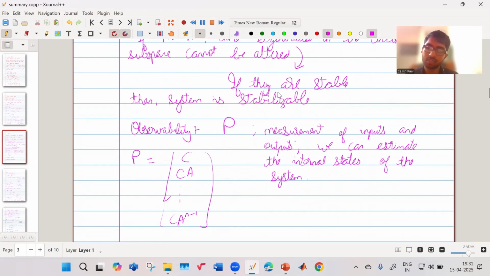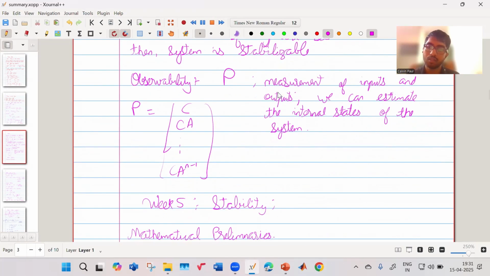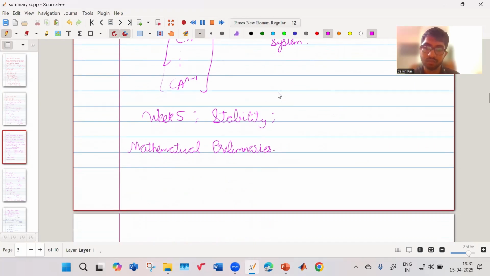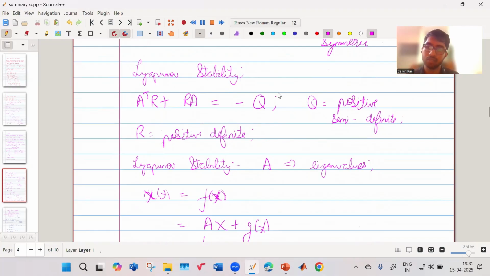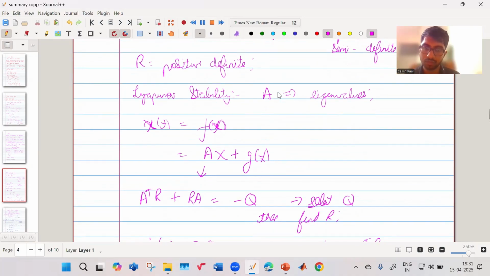And as much as possible, try solving the sums on your own without seeing the solution. You can also refer to my notes which I have uploaded on the drive, as well as my lecture videos, where we have solved certain sums, which would be useful for you all.